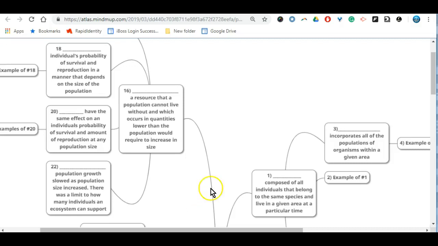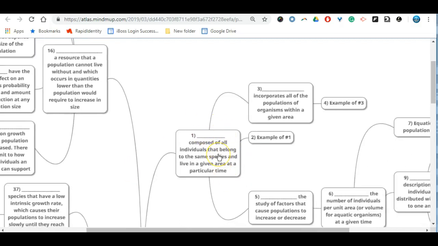Alright, so I'm going to try to swing through this flowchart really quickly. So this is composed of individuals belonging to the same species. Right away, I know it is a population. Examples of that: a group of humans, squirrels, dolphins, ants, birds, trees. Over here, number 3 incorporates all of the populations. So again, different populations, different organisms, different species together. We call that a community. So humans with plants and ants and multiple species together in one area.